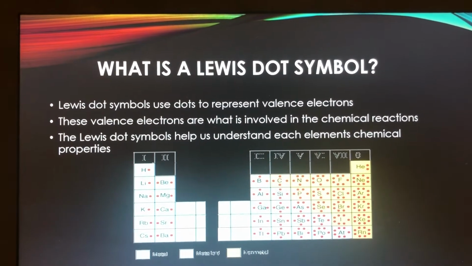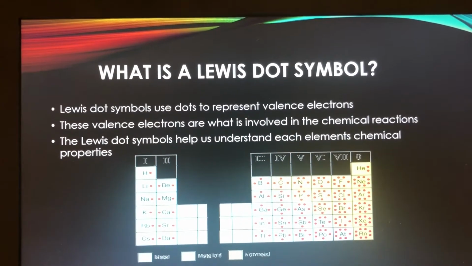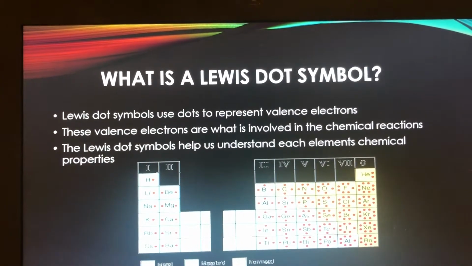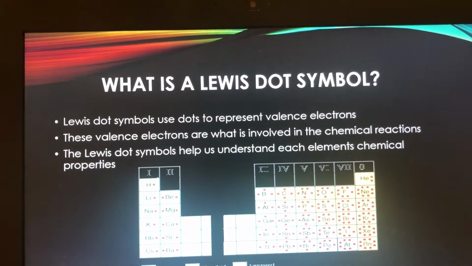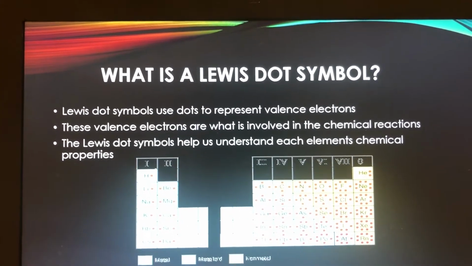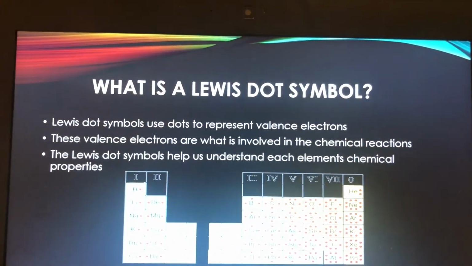So, just remember, when trying to find valence electrons for the Lewis dot symbol, or for any reason, the valence electrons is the same number as the group that the element is in, with the exception of helium, who only has 2 valence electrons.